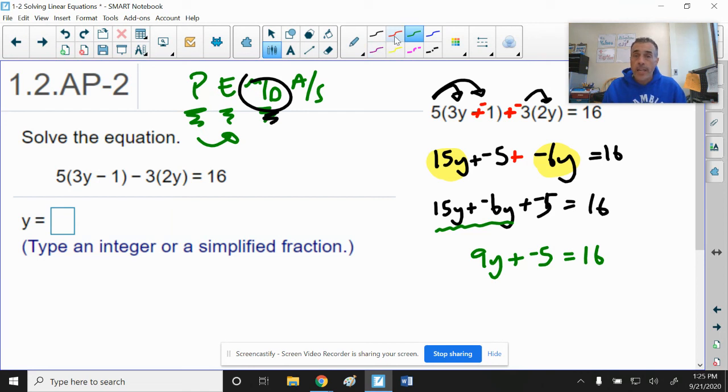Now that I've combined all of my like terms, I can finally build a wall, and I can begin undoing my order of operations. So when we solve an equation, we undo these steps.